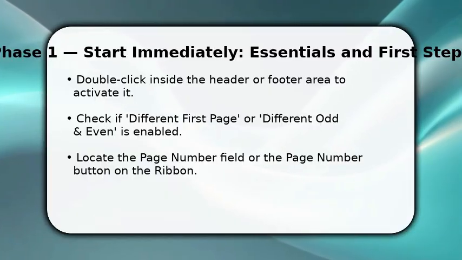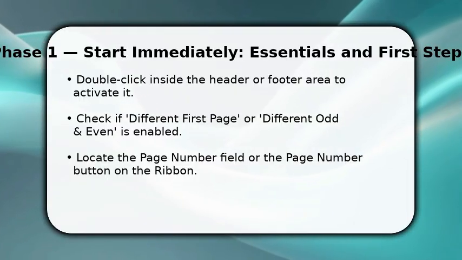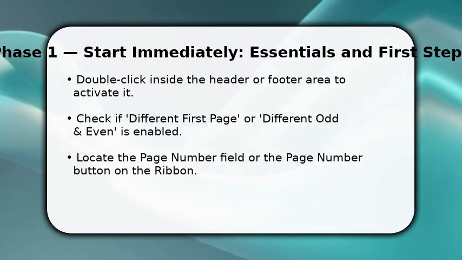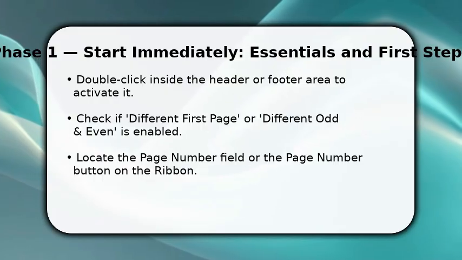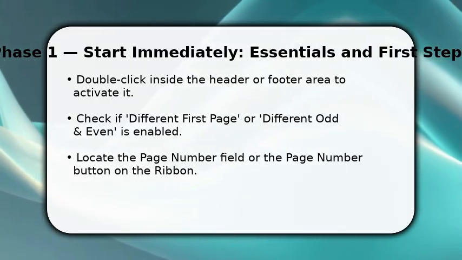You start by opening the header or footer where page numbers live. Double-click the top or bottom of the page. This activates the header/footer tools. Once done, glance at the Design tab. Make sure you spot options like different first page or different odd and even, because these affect where numbers appear.